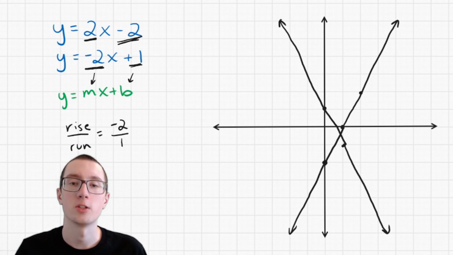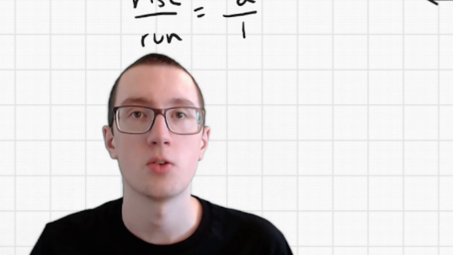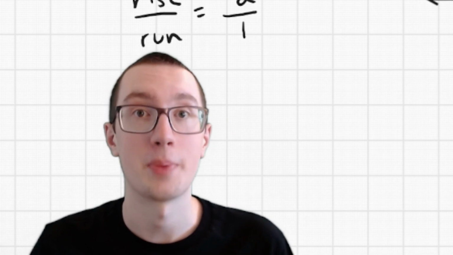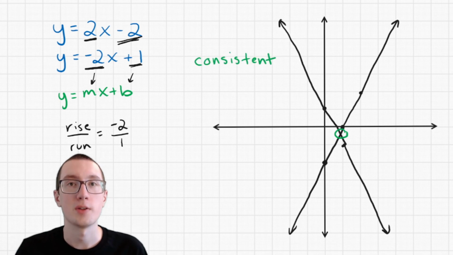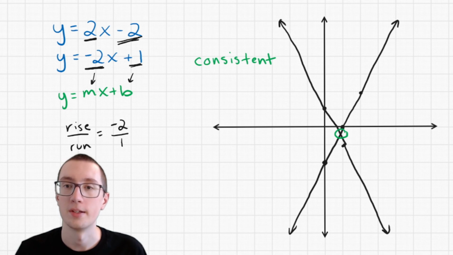So now our final part is we need to figure out, is this consistent or inconsistent, and is it dependent or independent? Well, first of all, we have to ask ourselves, do these lines cross at all? If they don't cross at all, then that's going to be inconsistent and we're done. But in this case, these lines do cross each other right here. So that's going to make this consistent.